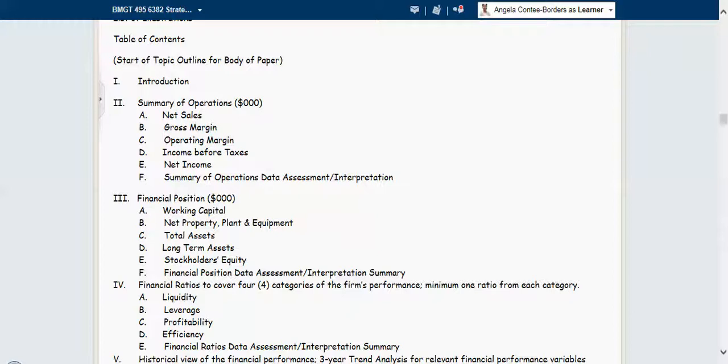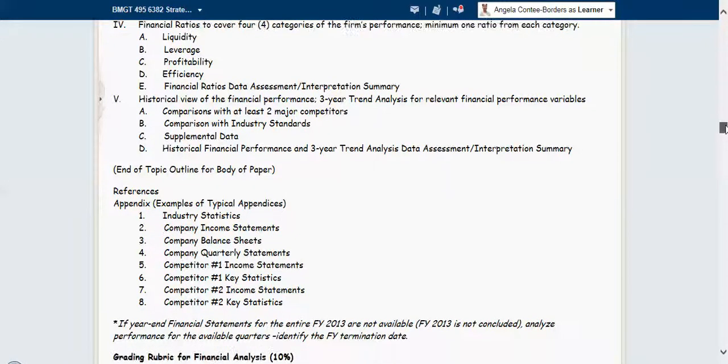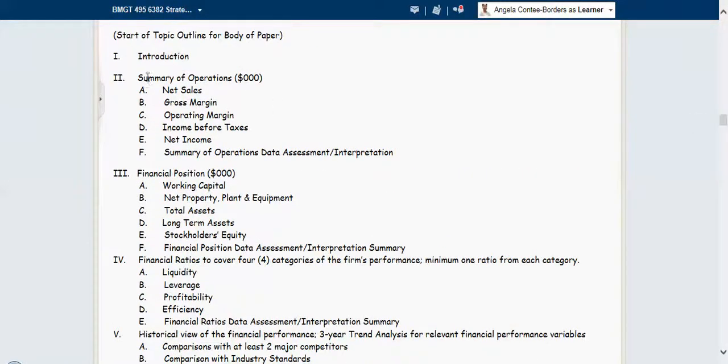First of all, if you go into the project descriptions, which is under the syllabus area in Leo, you'll see that the paper has 5 different sections, and really there would be 6. Your initial section is your introduction. Your introduction is your overview. It is what you intend to cover in the body of the paper. And then you are going to have 4 different specific sections that are financial in nature.